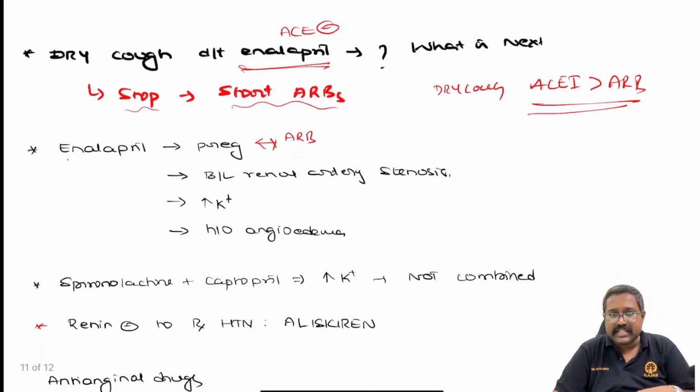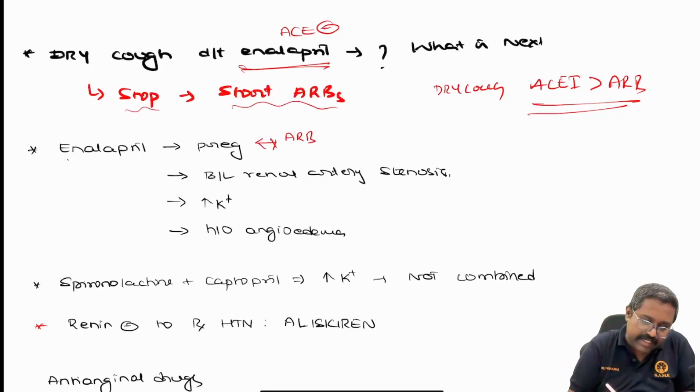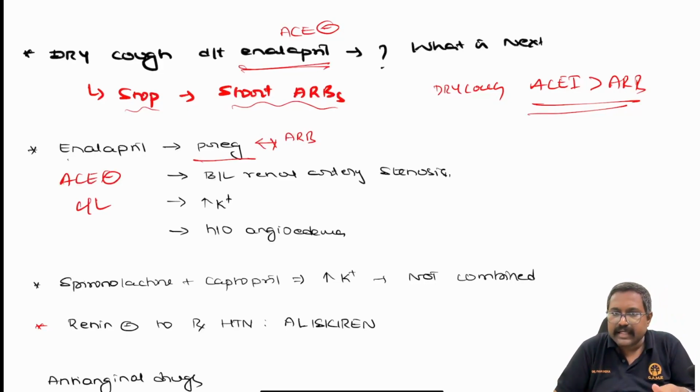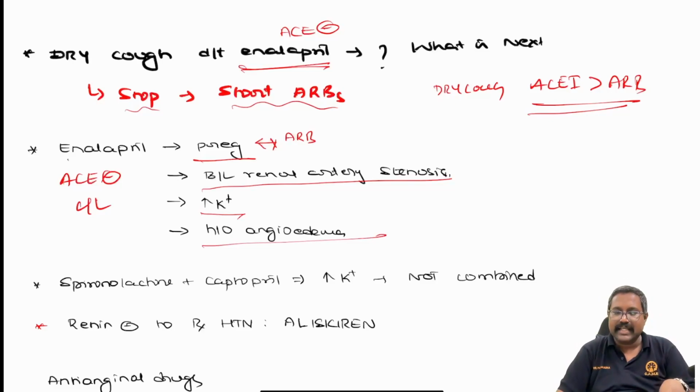What are the conditions where enalapril or ACE inhibitors are contraindicated? ACE inhibitors are contraindicated in pregnancy. Why? They can cause renal artery stenosis. If there is a condition of bilateral renal artery stenosis, they are totally contraindicated. If there is hyperkalemia, since ACE inhibitors also lead to hyperkalemia, they are avoided. And if there is a history of angioedema, enalapril will not be given to such a patient.